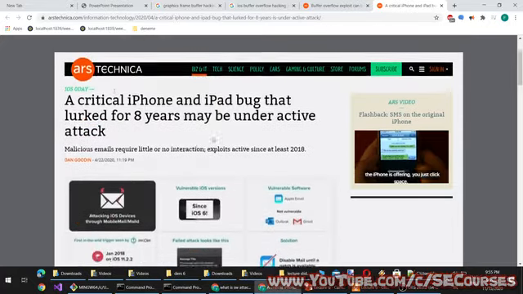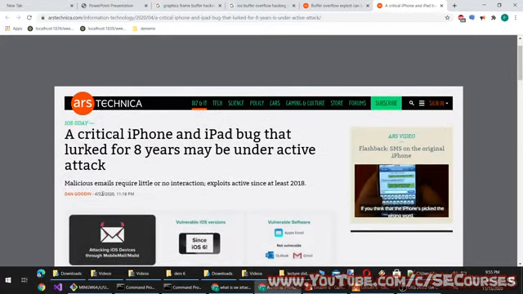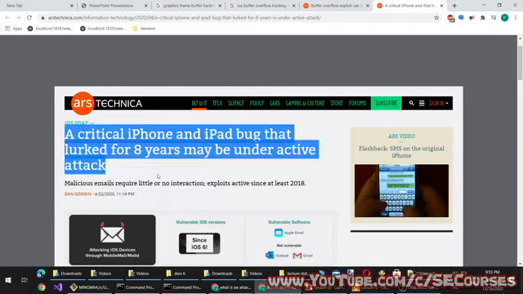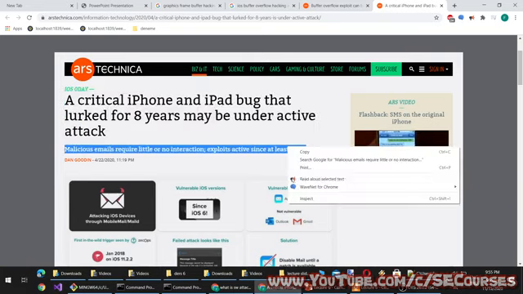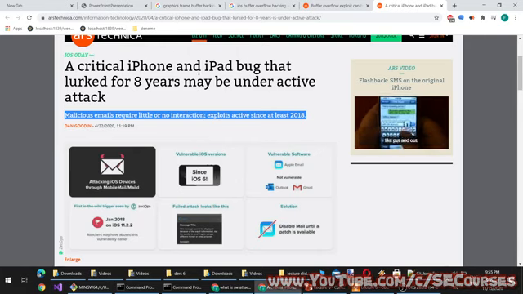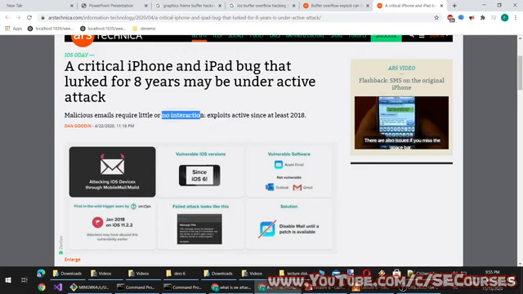Okay, so you see, this is a real case, and the article date is pretty recent. It was 22 April 2020. So let's get more idea about the attack. A critical iPhone and iPad bug that lurked for 8 years may be under active attack. Malicious emails require little or no interaction, exploits active since at least 2018. So you see, no interaction, which means that this is the most dangerous type of vulnerability or exploit because the user doesn't have to do anything. They can get infected totally remotely without doing anything, without having any idea.